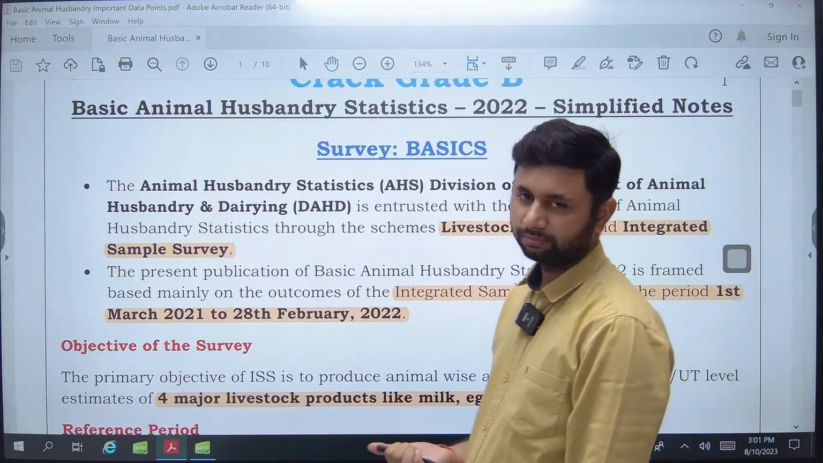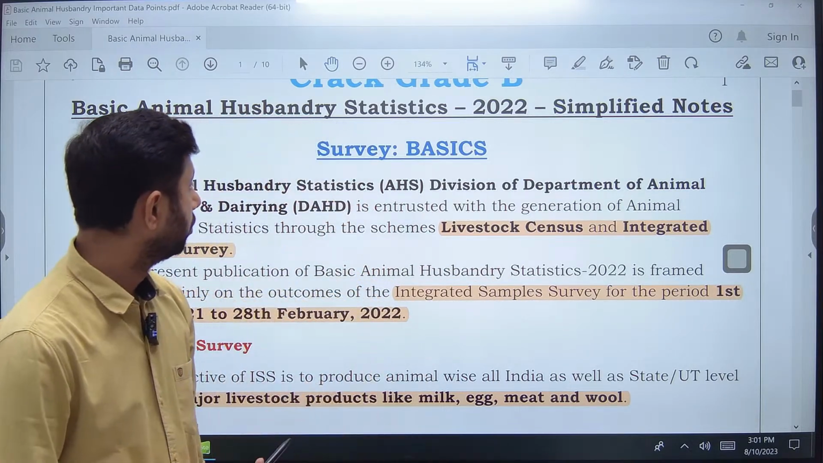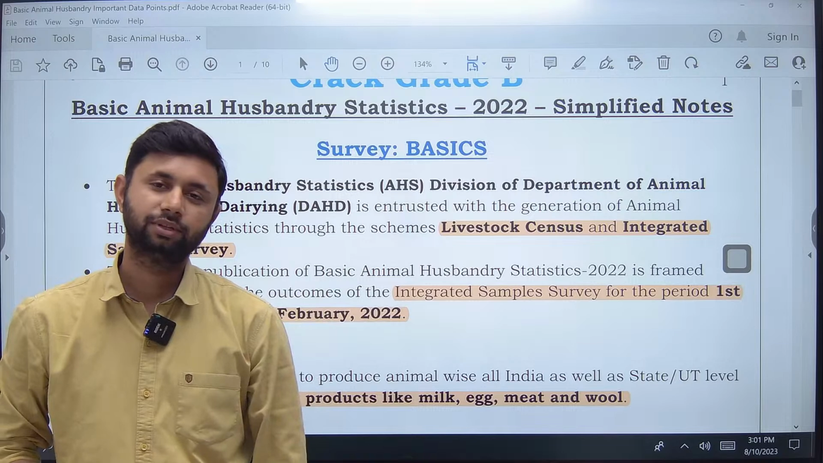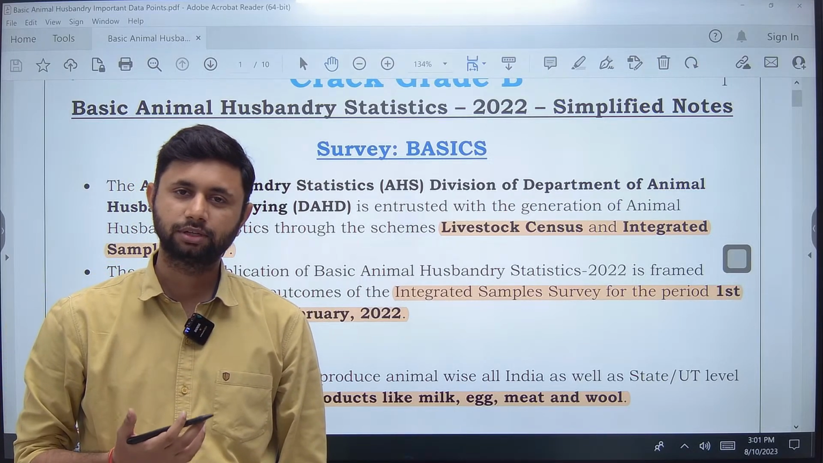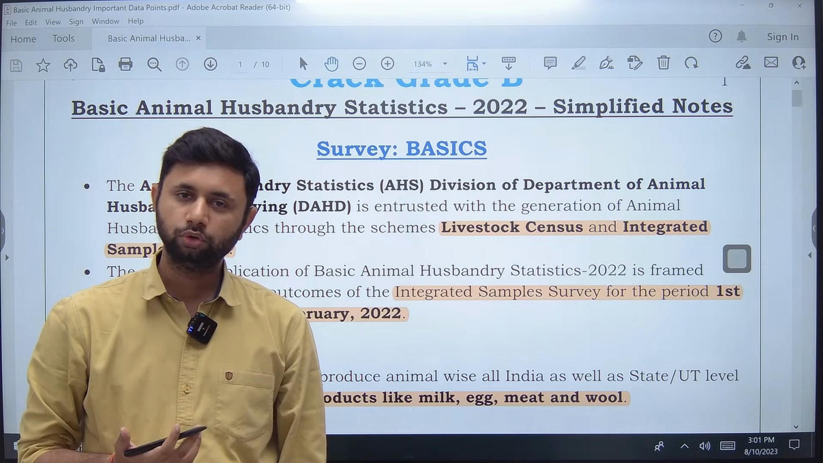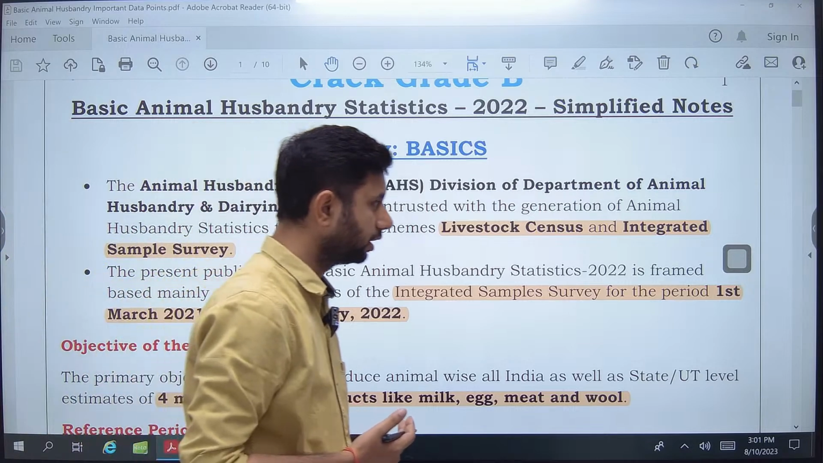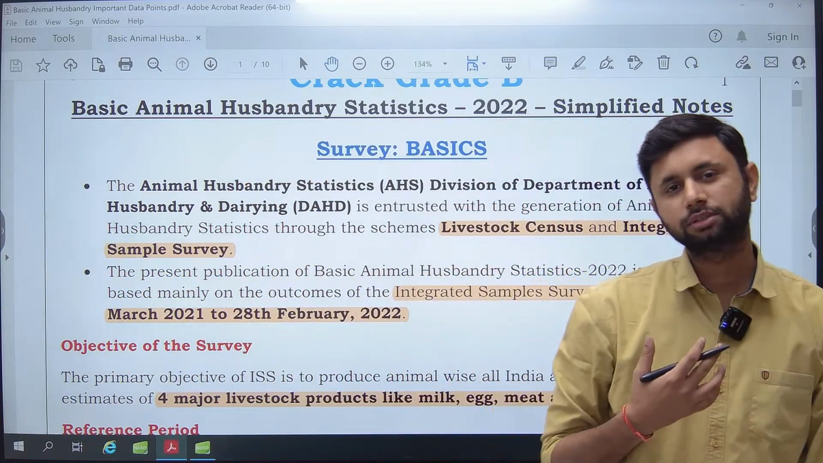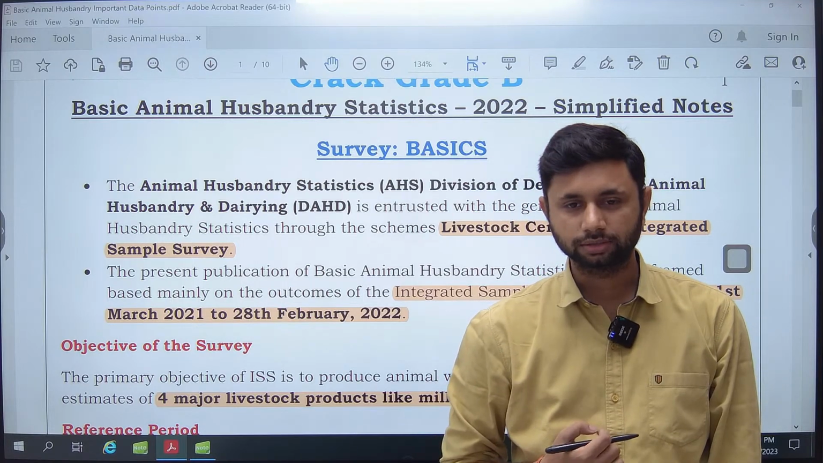This session won't be very long because in this lecture we will cover the most important statistics with respect to basic animal husbandry, in which we will cover statistics regarding milk, wool, meat as well as eggs. So these four commodities we will discuss, and we will discuss the major in-depth data with respect to these commodities.